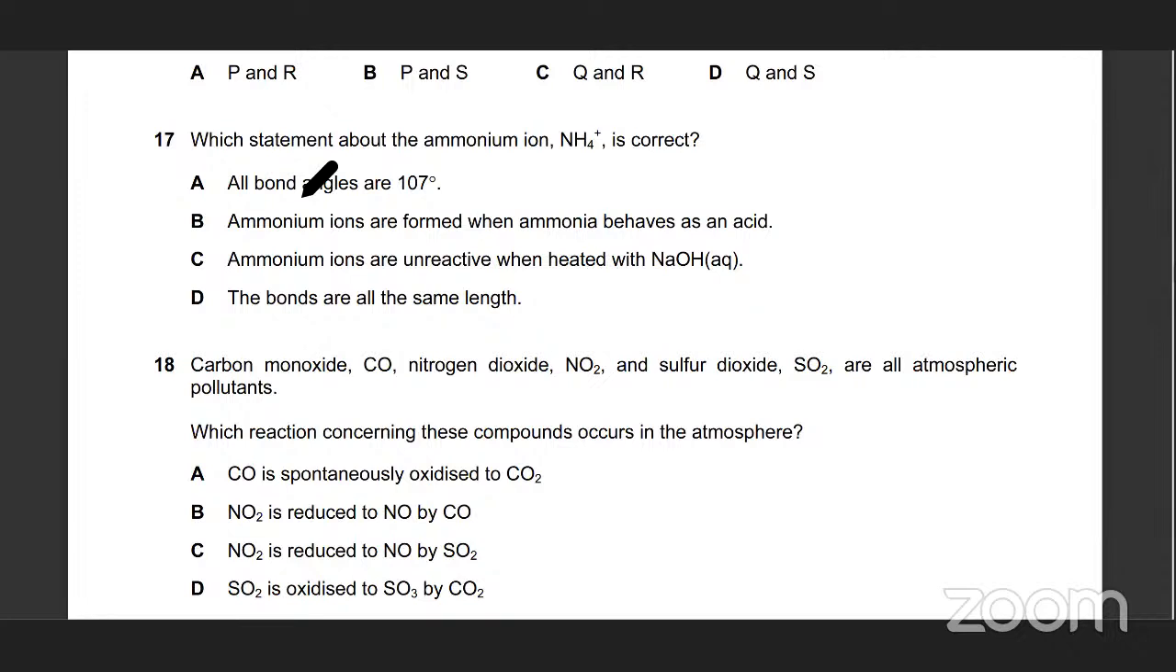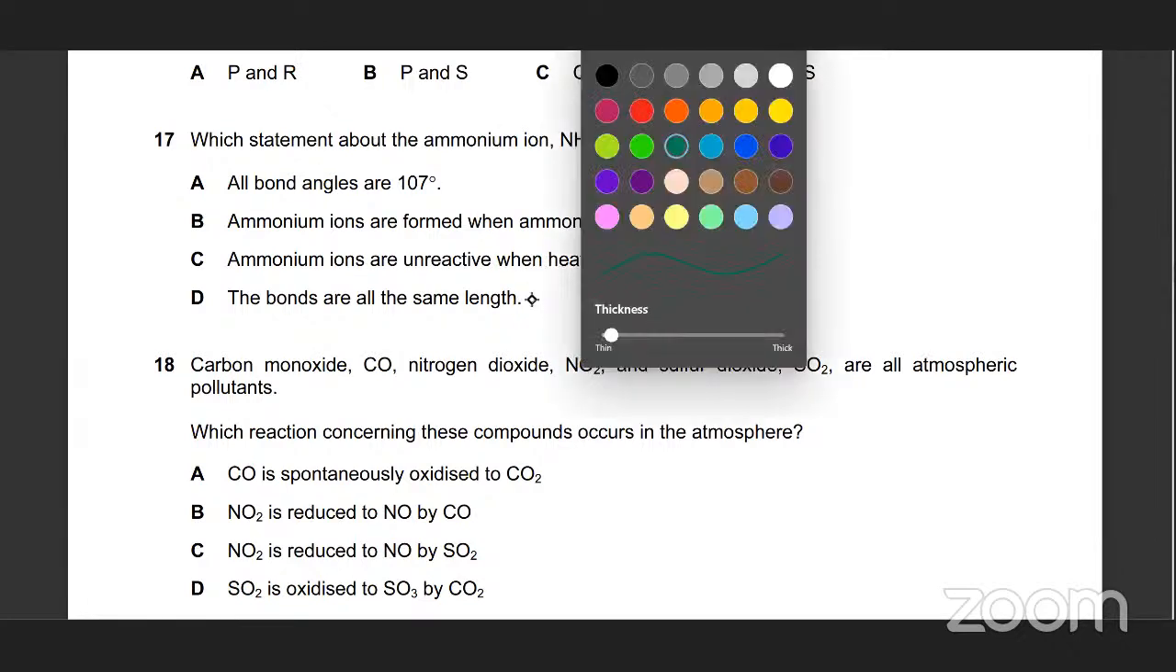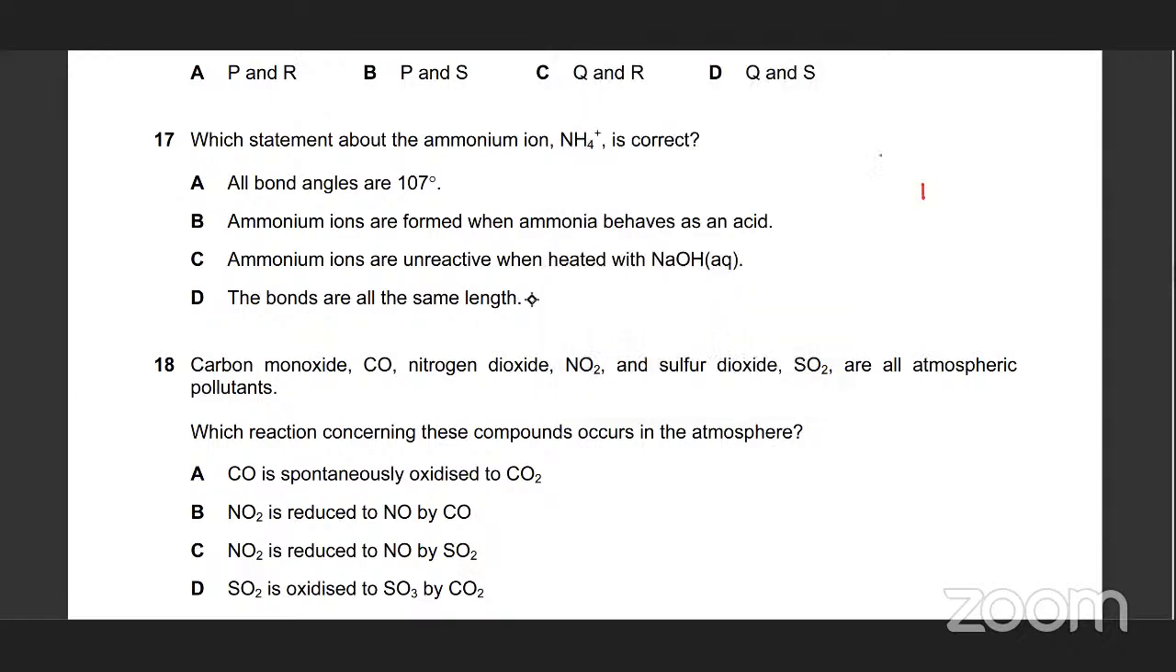Forget electrolysis again. 17. Which statement about the ammonium ion is correct? Now the ammonium ion is again an example of dative bonding in which you have NH3. Remember, NH3 is originally trigonal pyramidal with an angle of 107 degrees. But what happens in NH3 is that it forms a fourth bond, a dative bond with H plus 1. So it's basically 4 bonds. And when you have 4 bonds, it's now 109.5 degrees, and the shape of the molecule is tetrahedral.